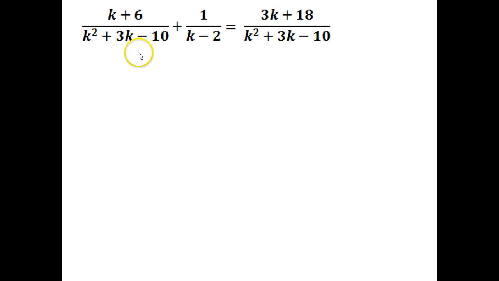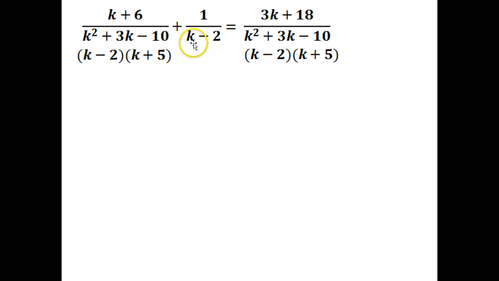I've got a k squared plus 3k minus 10. I've got that twice here, so I need to factor that out to tell me what my factors are so we can determine our least common denominator. When you factor, the two numbers that multiply together to give you negative 10 but add together to give you 3 are positive 5 and negative 2. So my factors are going to be k minus 2 times k plus 5. That's going to be the same on both of these.